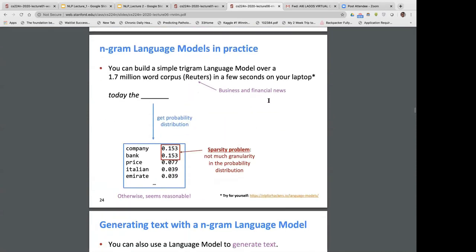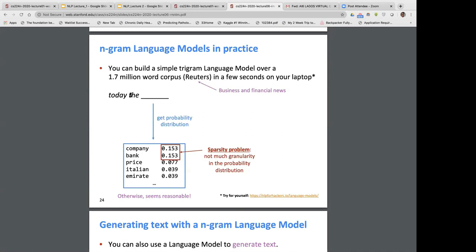So this is how n-gram language models are used in practice. You can build a simple trigram language model over a 1.7 million word corpus. This corpus is called Reuters. It's a business and financial news corpus. This was trained by the creator of this slide, I reckon. This is text generation.